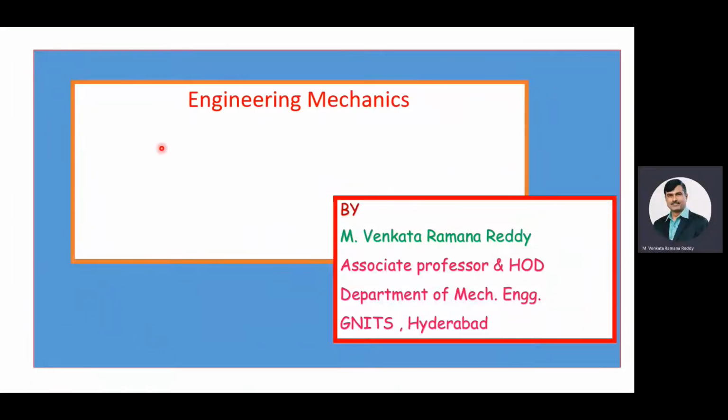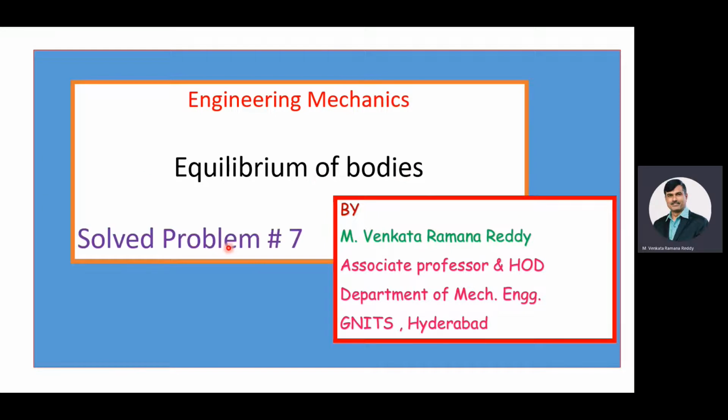Welcome to the discussion on the subject Engineering Mechanics. Under this, we are discussing now a problem on equilibrium of bodies. This is the seventh solved problem we are discussing under equilibrium of bodies. Now we will enter into the problem.